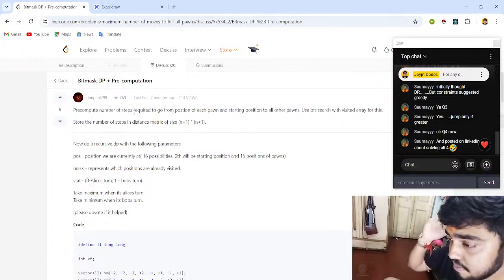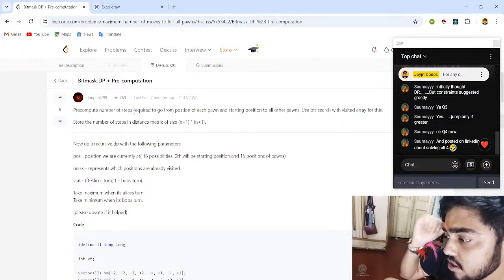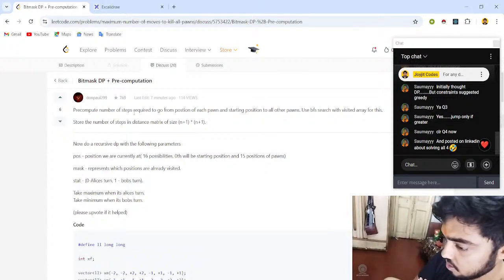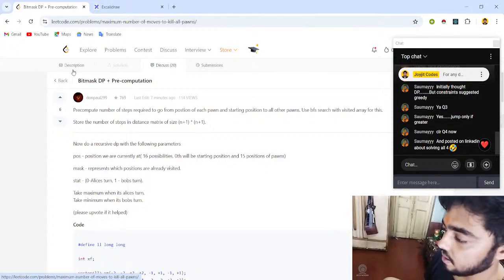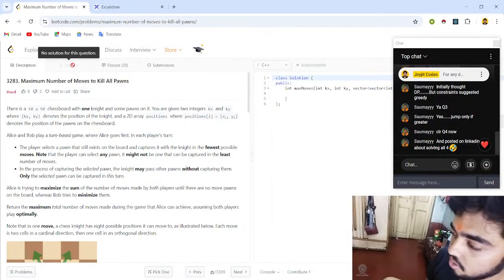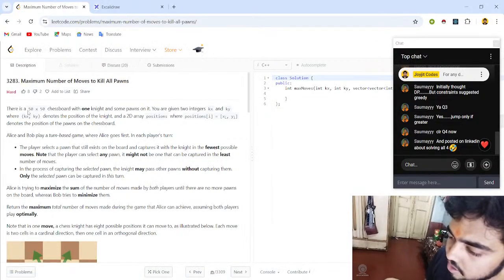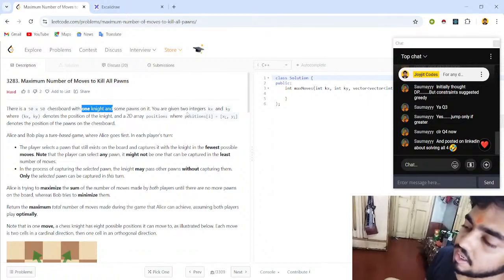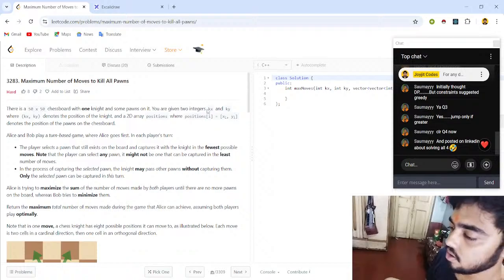Pre-compute the number of steps required to go from the position of each pawn and start. Okay, so it will be better, I forgot to explain the question. So you're given a chessboard of 50 by 50 squares, and in one of the positions there is a knight, and you're given two integers kx and ky, which tell us the position of the knight.